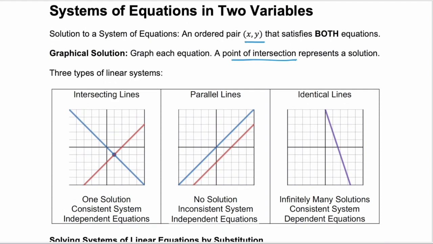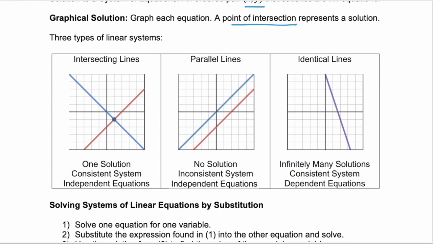But there are three different scenarios you could have with a linear system. First is intersecting lines, and see that these intersected at one point, so we have one solution. This system is considered to be consistent because it has a solution, and the equations are independent of each other.